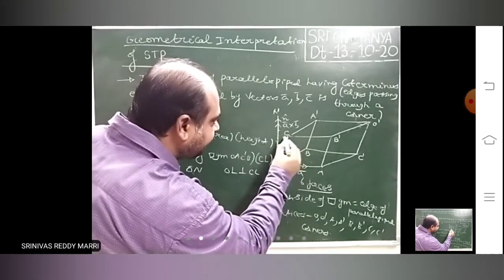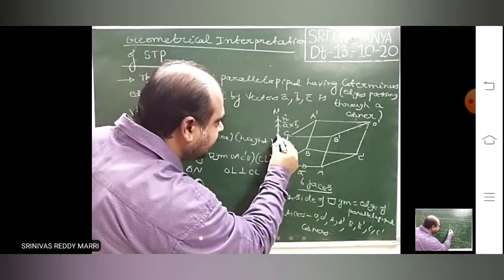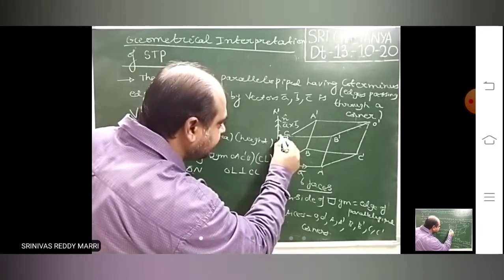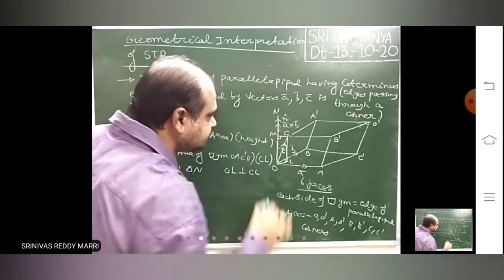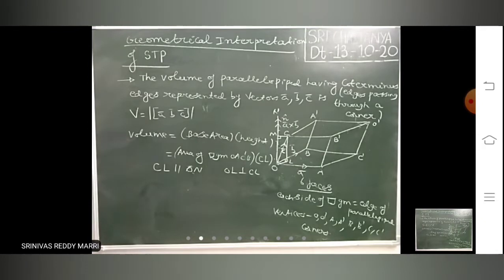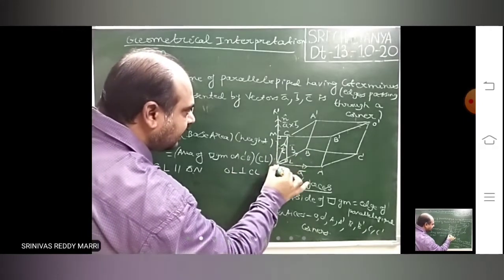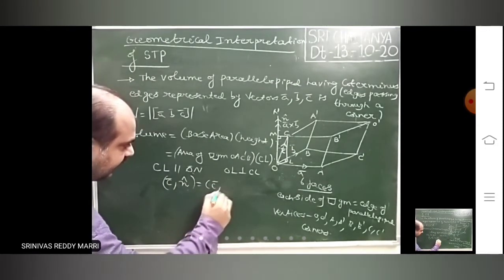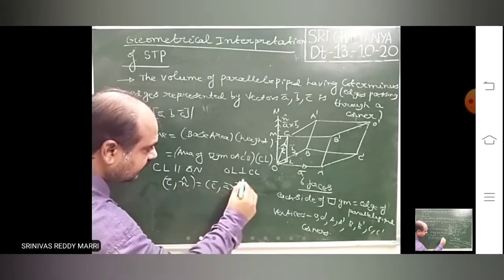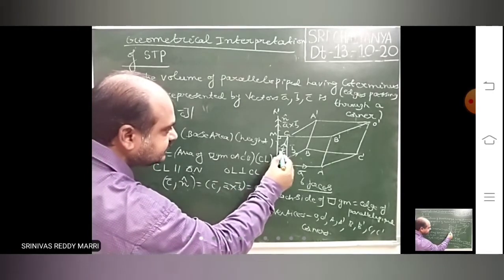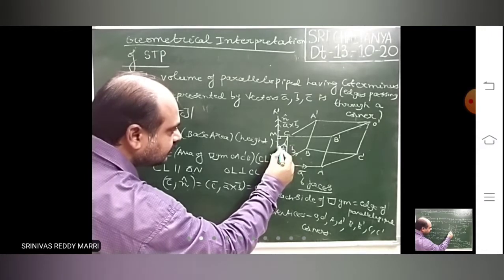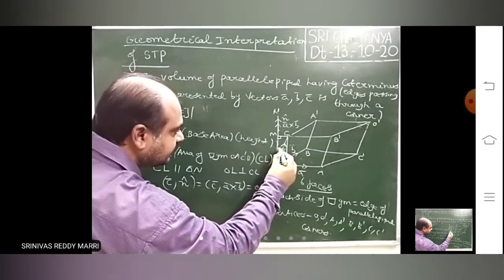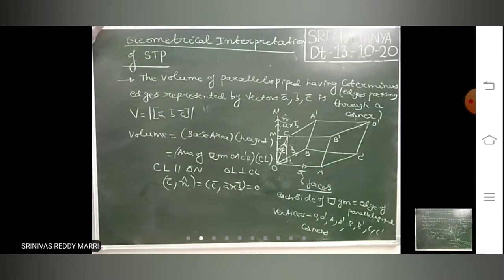Now I am dropping a perpendicular from C upon ON. So let us say this is M. Now look at the angle between C bar and N cap. This is nothing but the angle between C bar and A bar cross B bar. Let us say this angle is theta.